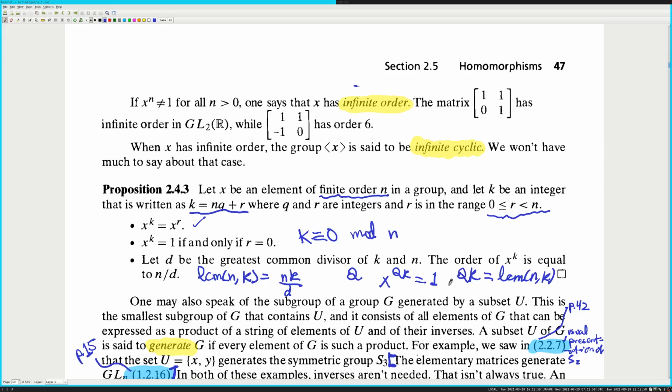Okay, and then the LCM of n and k divided by k is equal to Q, which happens to also, by this formula, be n divided by d. Okay, that makes sense. Okay.